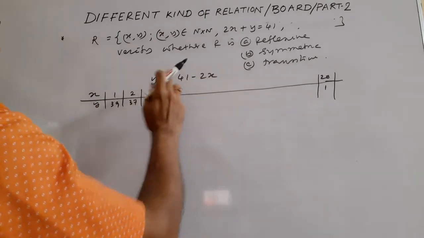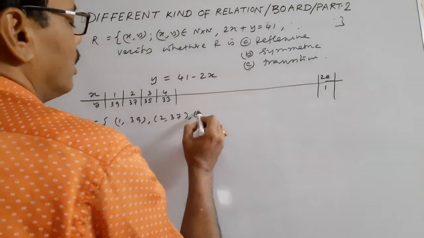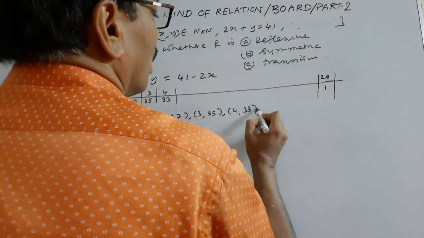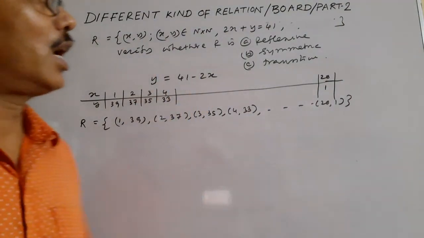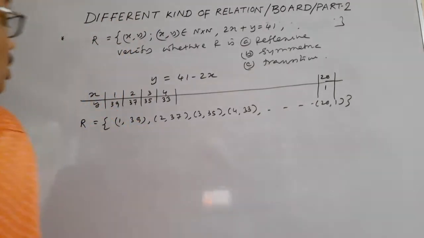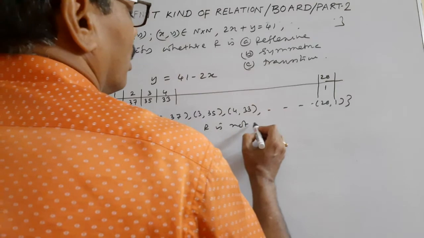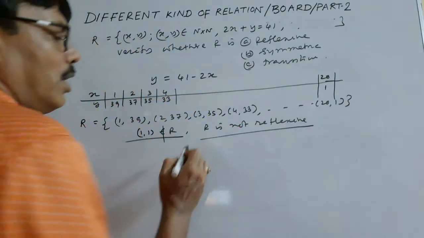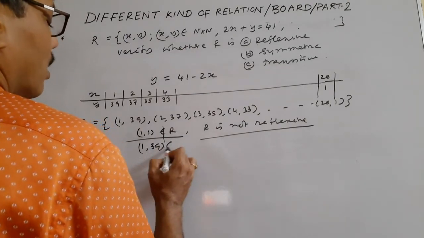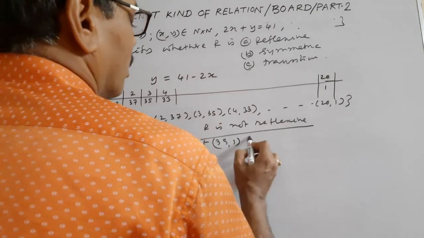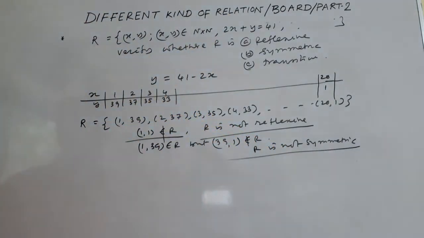So what is R? (1, 39), (2, 37), (3, 35), (4, 33), and proceeding in this way, we get (20, 1). Now we have to verify these relations. Look, (1, 1) does not belong to R. So R is not reflexive. We have already stated one example is sufficient to disprove it. Now (1, 39) belongs to R, but (39, 1) does not belong to R. So R is not symmetric.